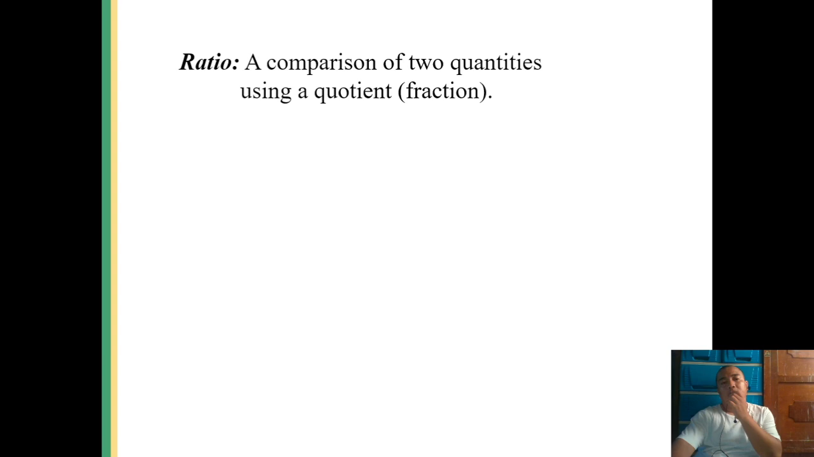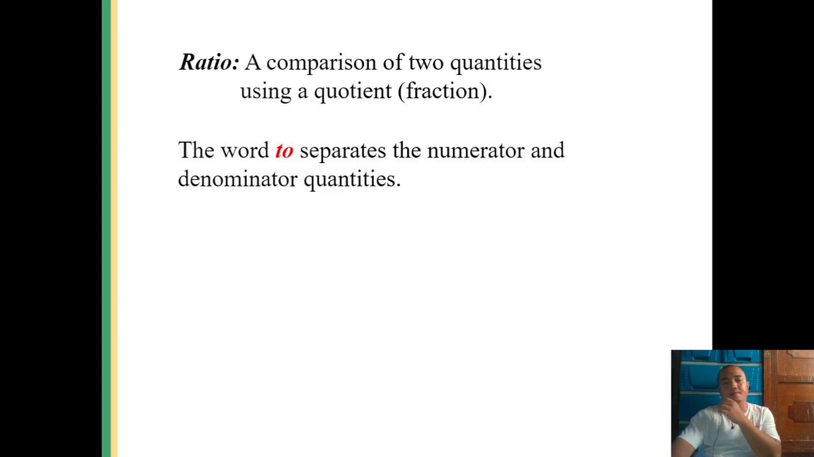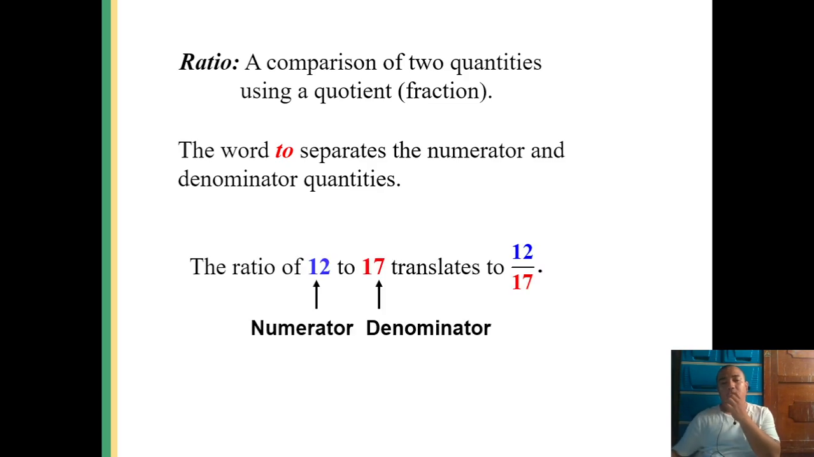So, review. What is a ratio? Ratio is a comparison of two quantities using a quotient or fraction. The word "to" separates the numerator and the denominator quantities. So, the ratio of 12 to 17 translates to 12 over 17. 12 is the numerator, 17 is the denominator. So that means a ratio is also written as a fraction.